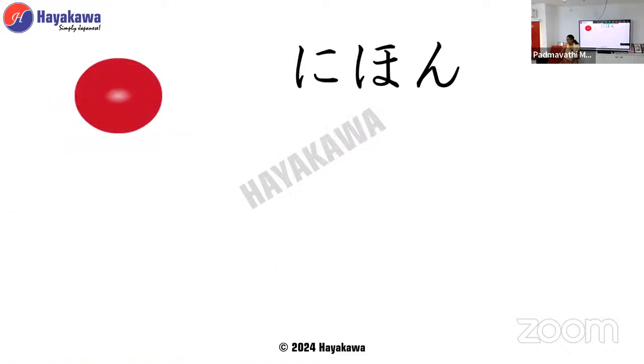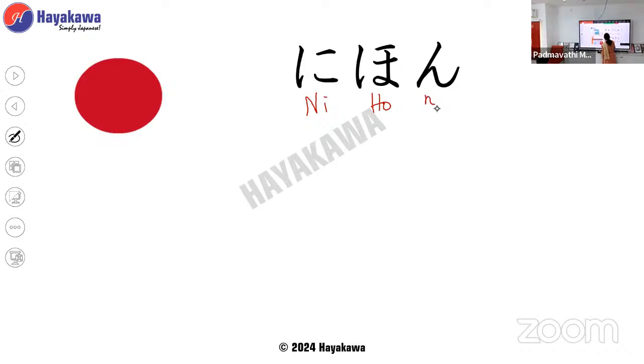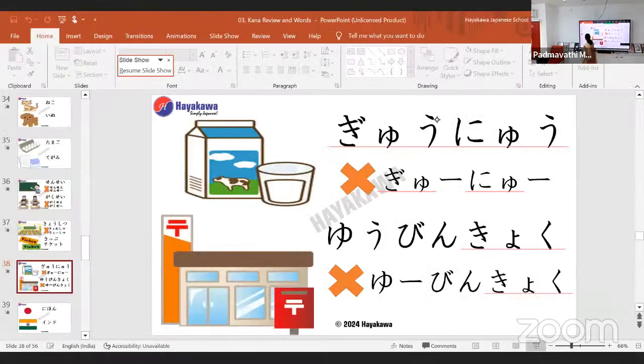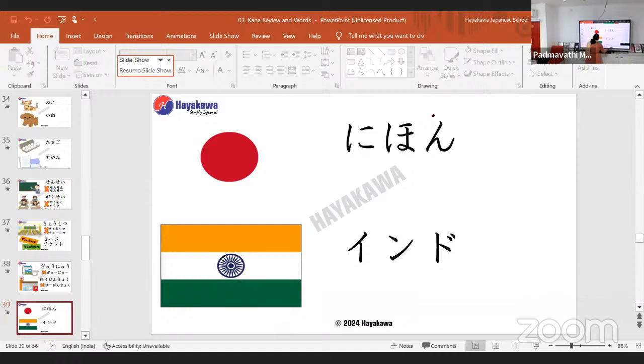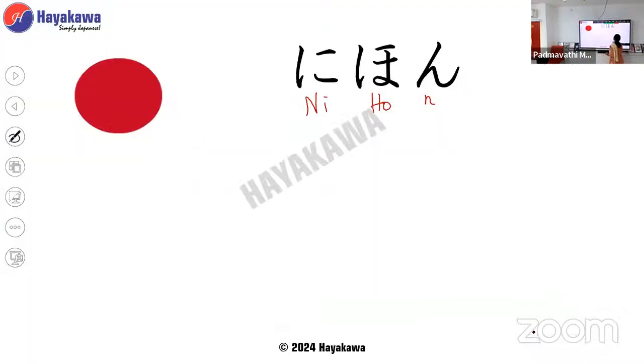What about this one? Nihon, definitely. So Nihon will be Japan. In Japanese, we call it Nihon.